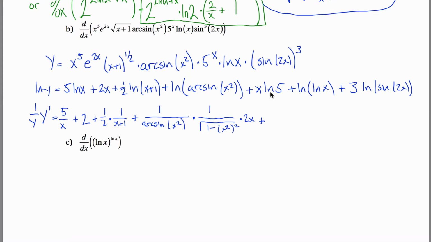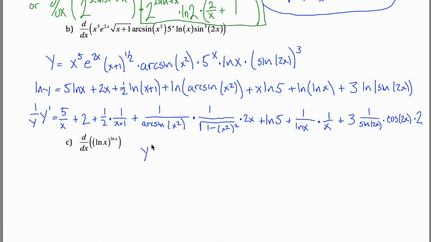plus the derivative of a constant times x is just that constant, natural log of 5, plus chain rule here, the natural log, the outside one, of the natural log of x, times the derivative of the inside stuff, which is 1 over x, plus 3 is just a constant, natural log of the sine of 2x, times the derivative of the sine of 2x, which is cosine of 2x times 2.